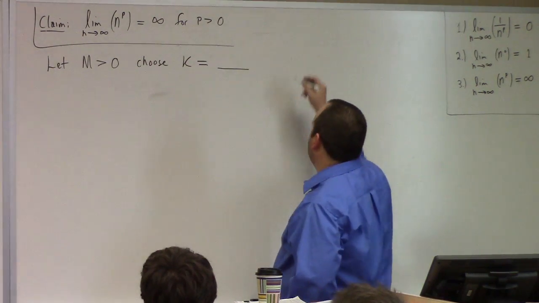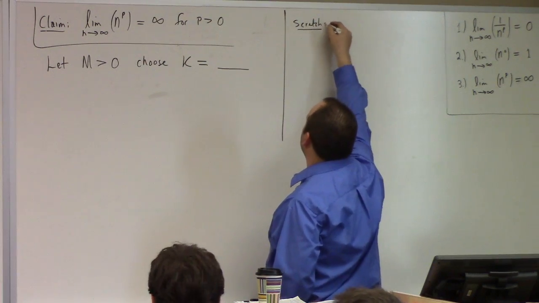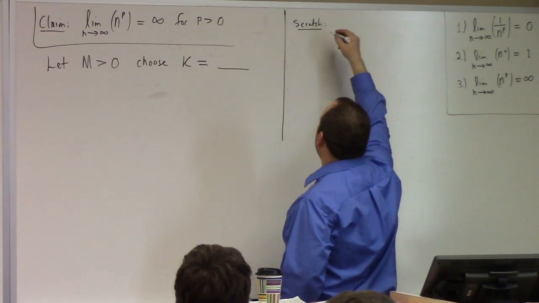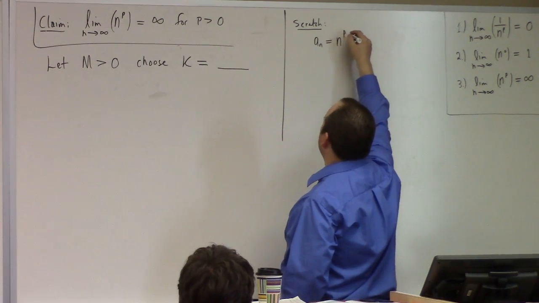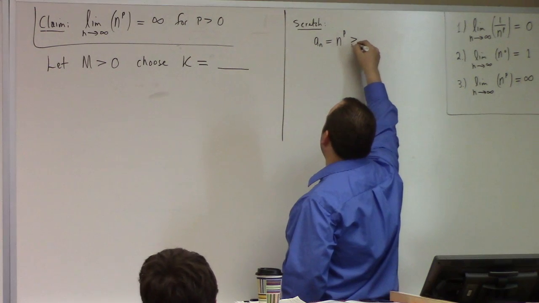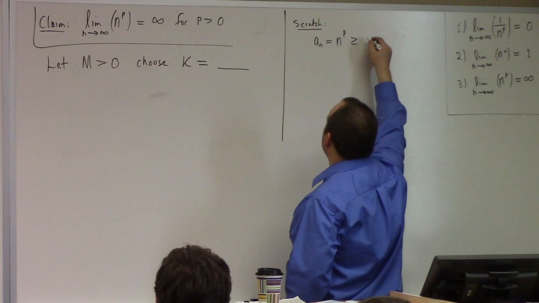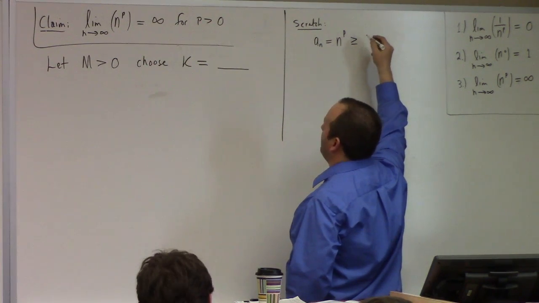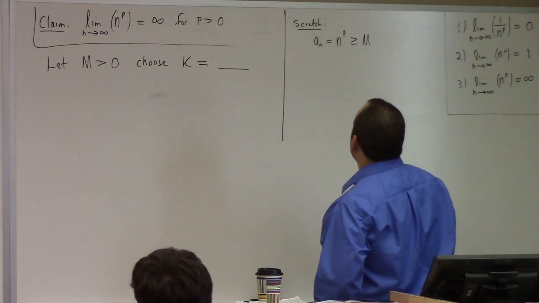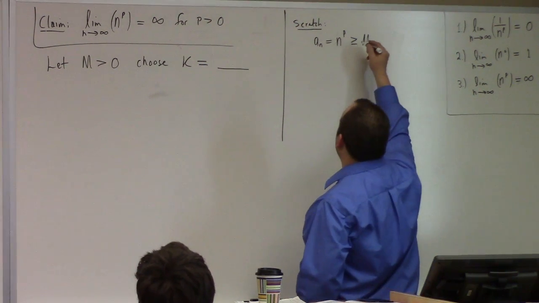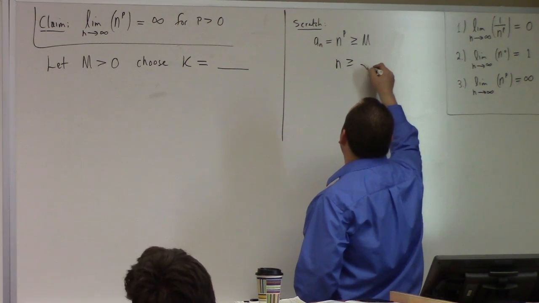So here's some scratch work. I'm showing you how I thought of it. I need a sub n, which is equal to n to the p, to be greater than or equal to M. So of course, the natural thing to do would be what? This is n greater than or equal to the pth root of M.